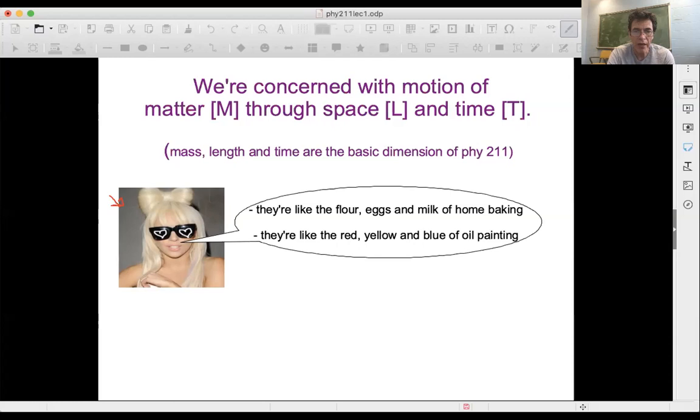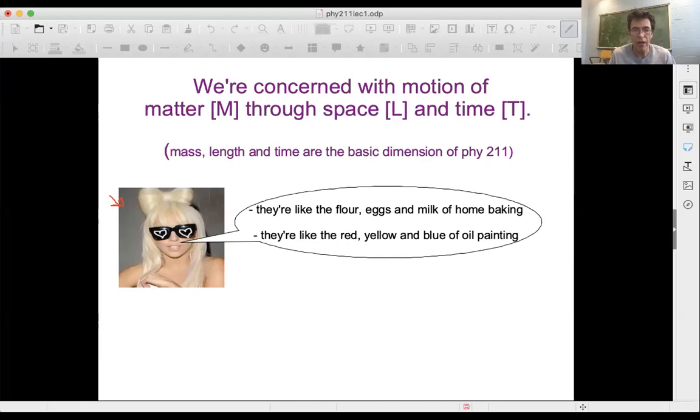And the way I think of dimensions is that, if you're a home baker, then you work with flour and eggs and milk, and you use the flour, eggs, and milk to make all sorts of things. Well, the flour and the eggs and milk are the basic dimensions of home baking, like mass, space, and time are the basic dimensions of nature.